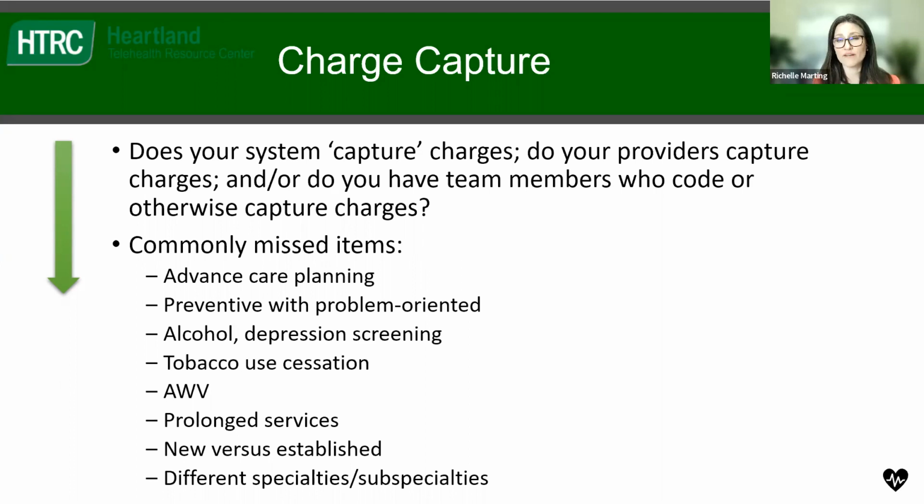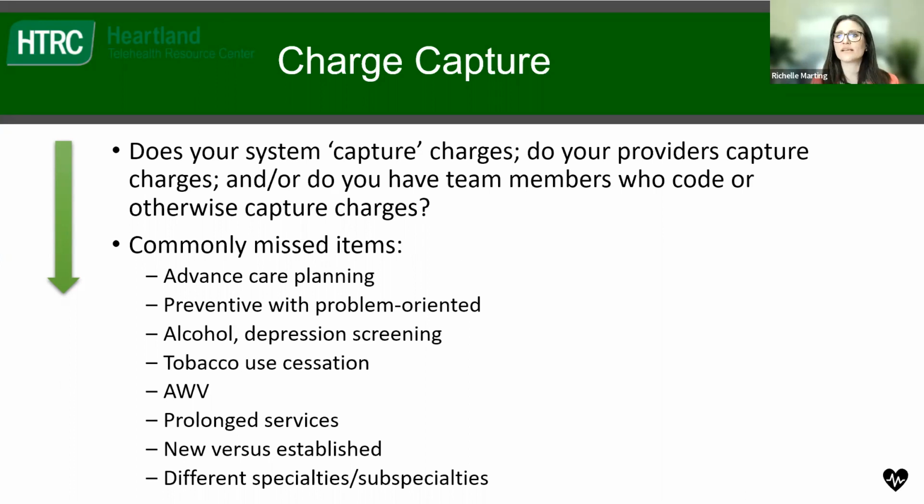Sometimes we may have a preventive wellness service in conjunction with a problem-oriented evaluation and management service. Those could potentially be separately reportable on the same day for the same patient. Examples include alcohol and depression screening, tobacco use cessation counseling, Medicare annual wellness visits, or the initial preventive physical exam, the IPPE, when the patient first enrolls in Medicare.